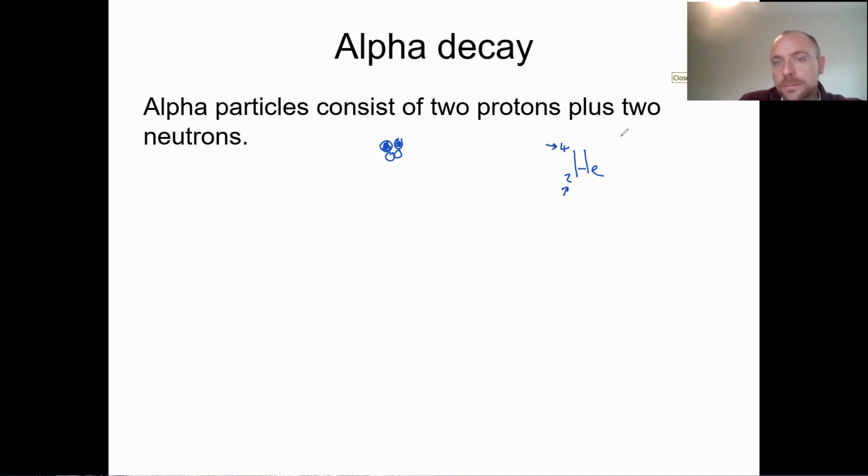Remember, its mass number is the number of protons and the number of neutrons. So its mass number is going to be 2 neutrons plus 2 protons. So this alpha particle is actually a helium nucleus. It hasn't got any electrons, but it is effectively a helium nucleus. 2 protons and 2 neutrons.